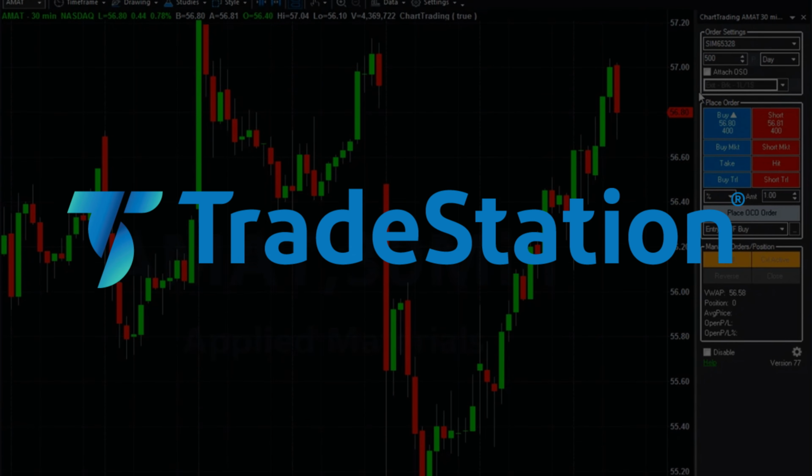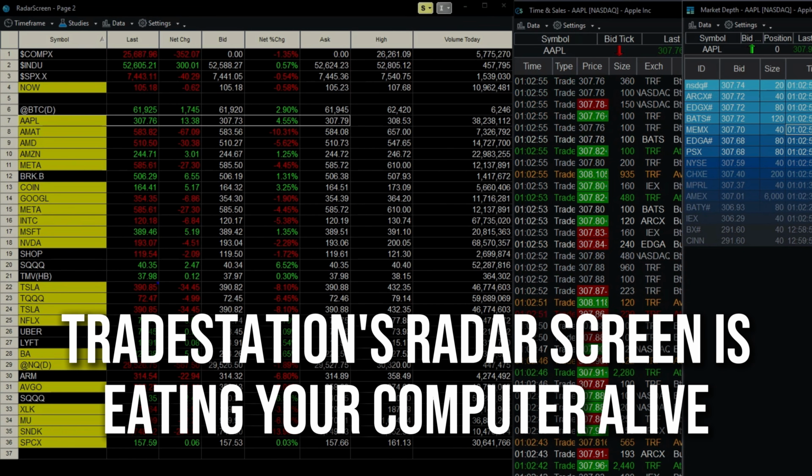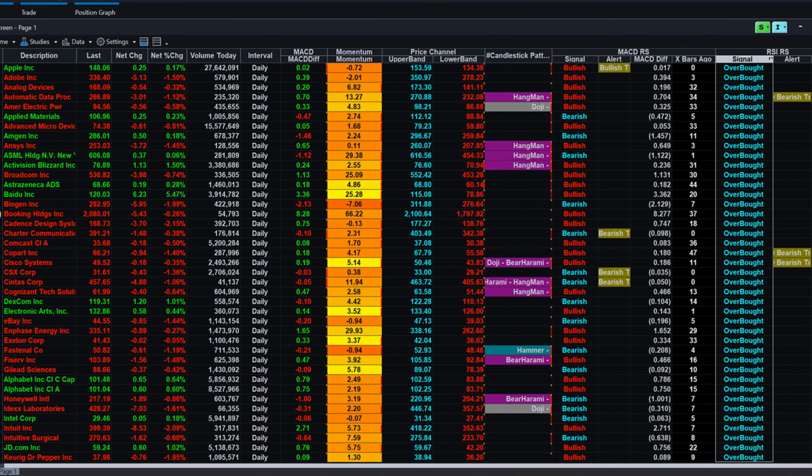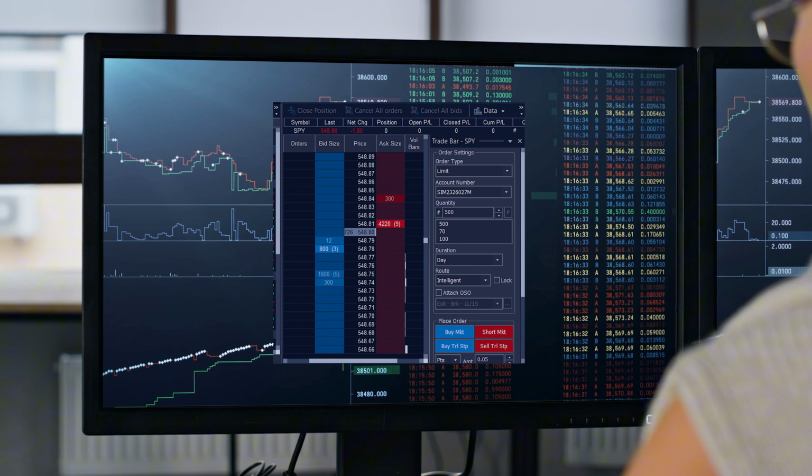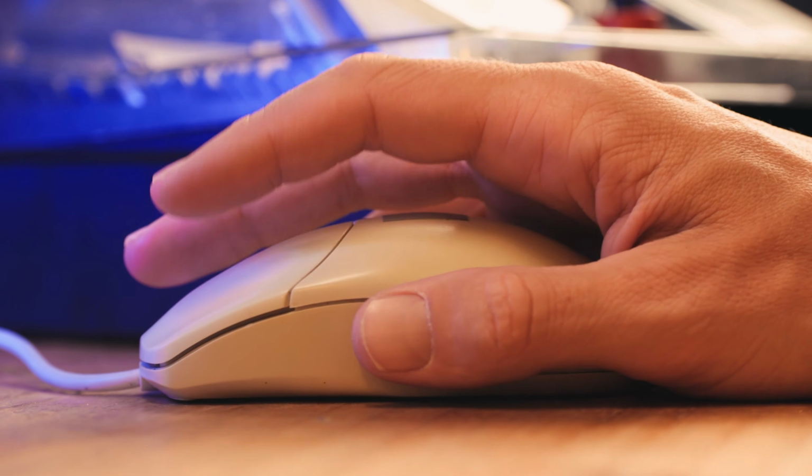If you use TradeStation, TradeStation's RadarScreen is eating your computer alive. Let's talk about that. You loaded 300 symbols into RadarScreen. You hit go, and the whole machine seized up like it hit a brick wall at 60 miles an hour. Your charts froze, your order window lagged, your mouse turned into molasses, and you sat there thinking, what the hell is wrong with TradeStation?